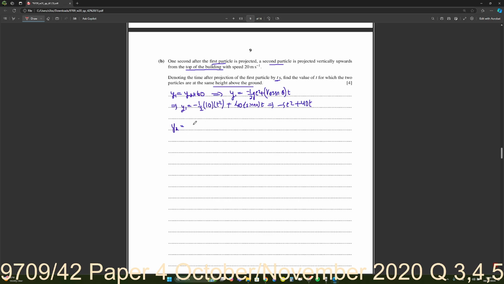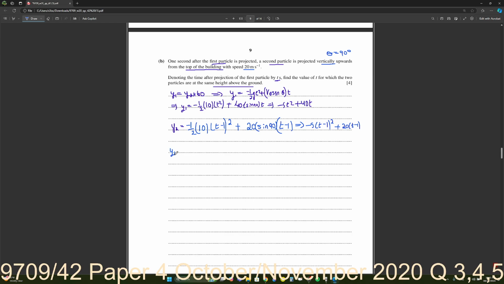So for the second particle, we're going to say same formula, minus half g t squared. We're going to use minus half times g, which is 10, times t minus 1 squared, plus v naught sine theta. 20 is our v naught, and it was also projected vertically upwards, so theta also equals 90 degrees. So v naught sine theta is going to be 20 sine 90 times t minus 1. So we're going to get minus 5 t minus 1 squared plus 20 sine 90, so 20 t minus 1. So this is y2.